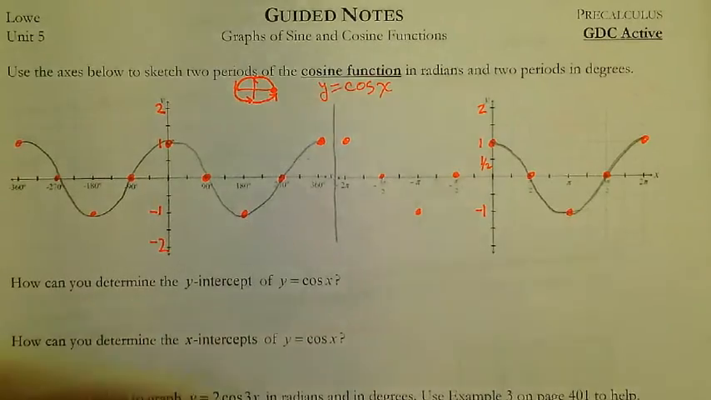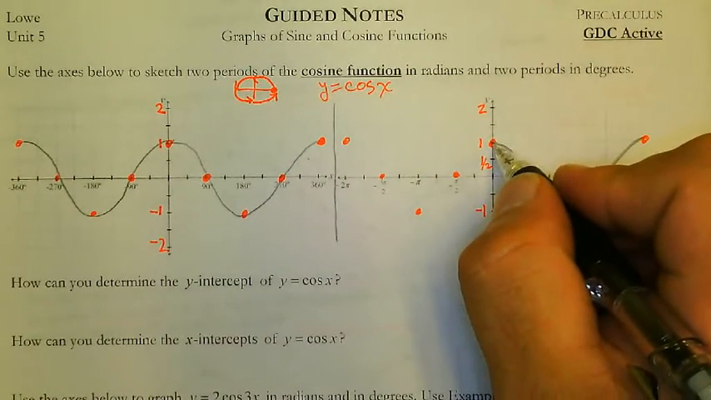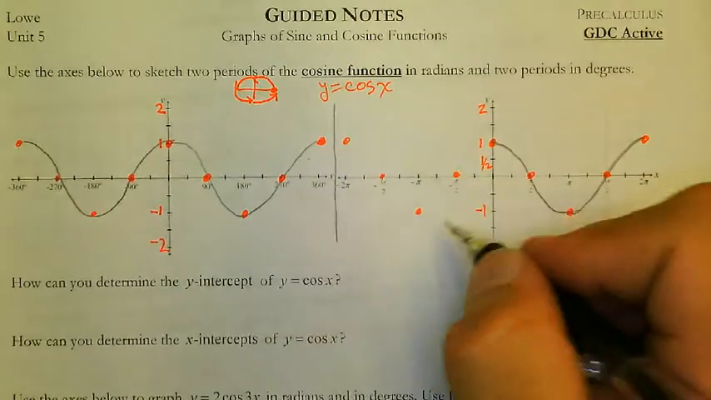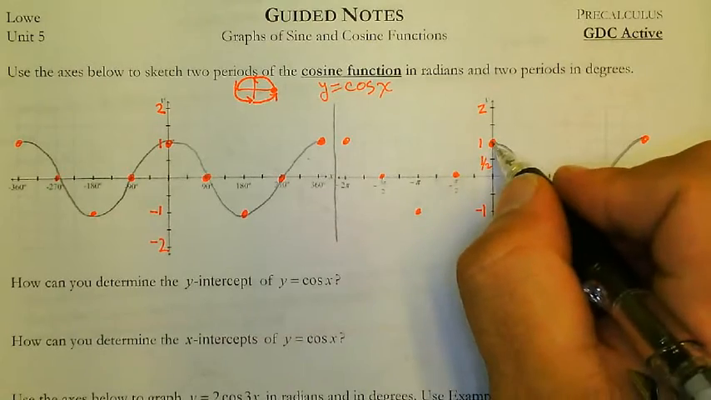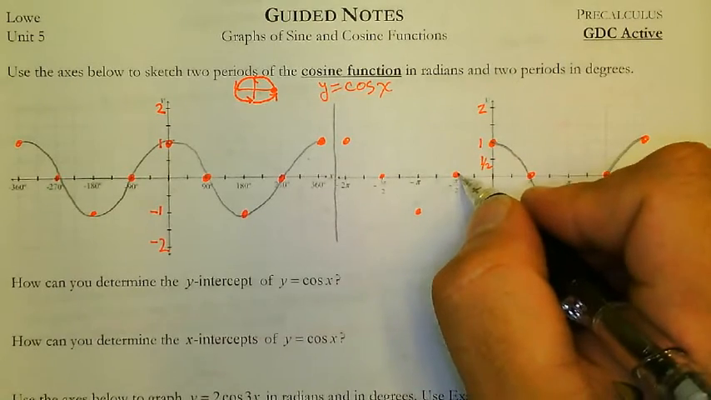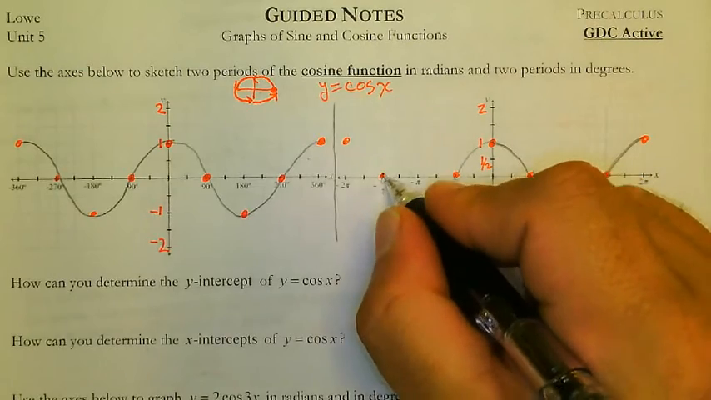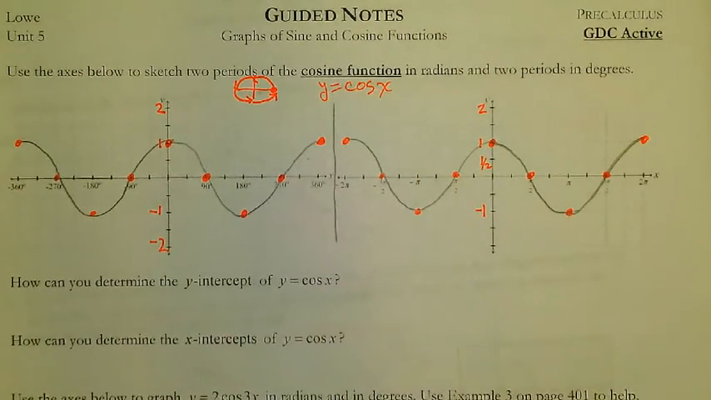To be able to draw, I have a maximum at the beginning and at the end of the period, a minimum halfway through the period, and between the max and the min, halfway between, I'm on the central axis. Alright, so there I have my graphs.